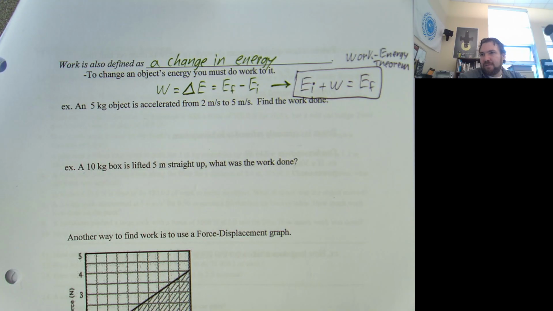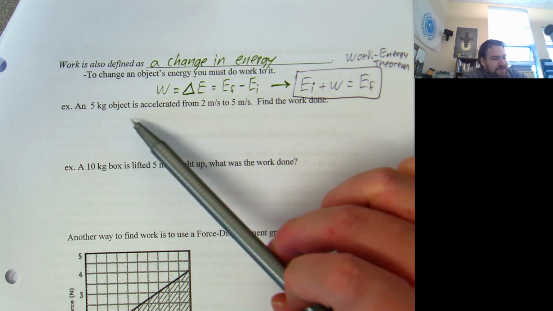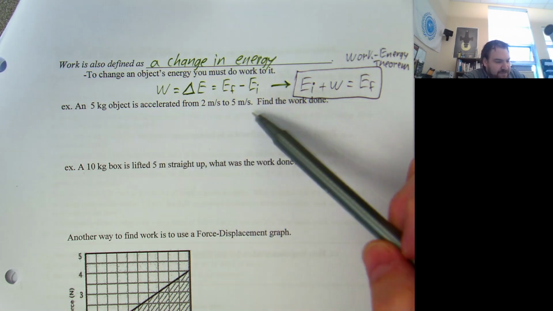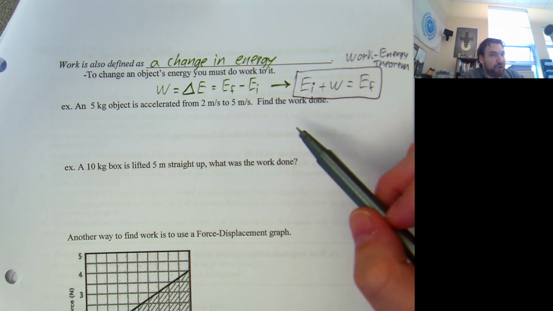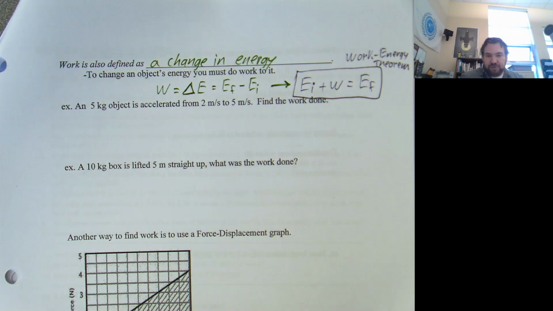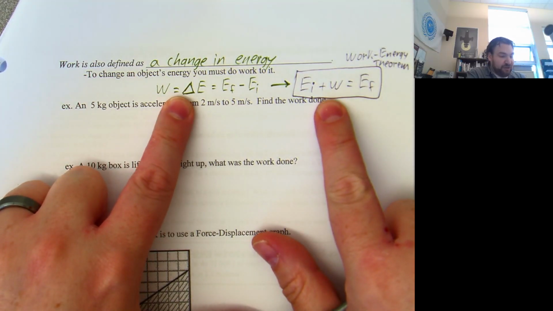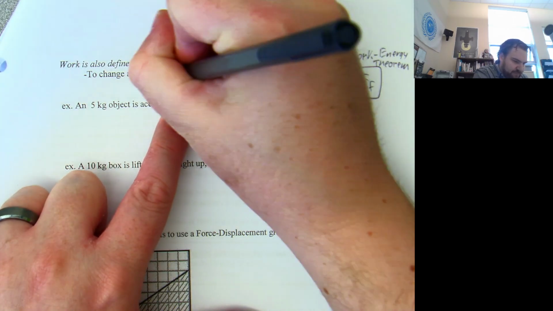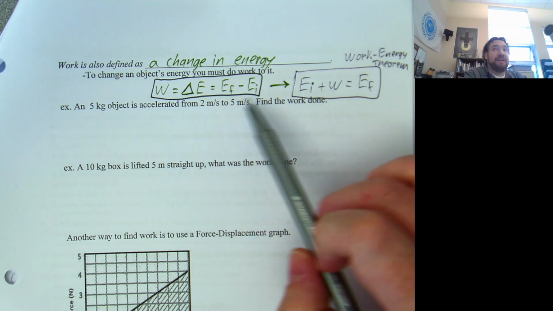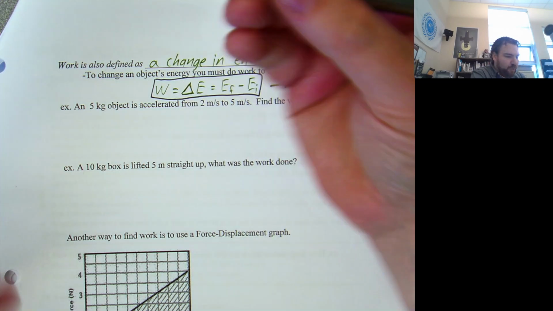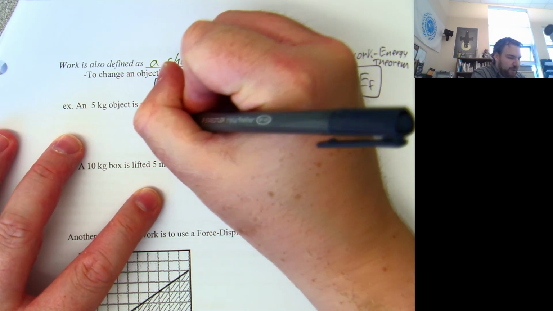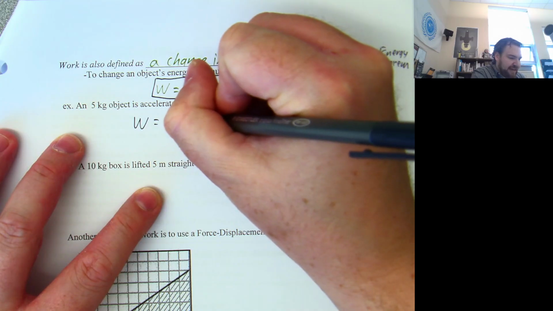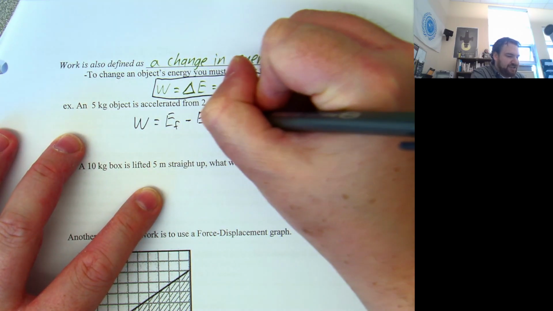Here's a way you can apply this. A 5 kilogram object is accelerated from 2 meters per second to 5 meters per second. We want to find the work required to make that happen. Actually, it doesn't really matter which expression we start with, but the easiest one to start with is this guy here, because we're just looking for work and we're given two different states of the object. So to find the amount of work, we want to look at how much energy the thing had at the end minus how much energy it started with.